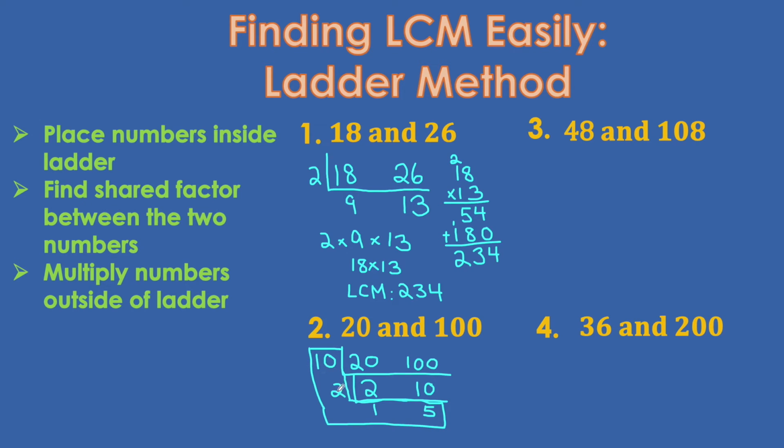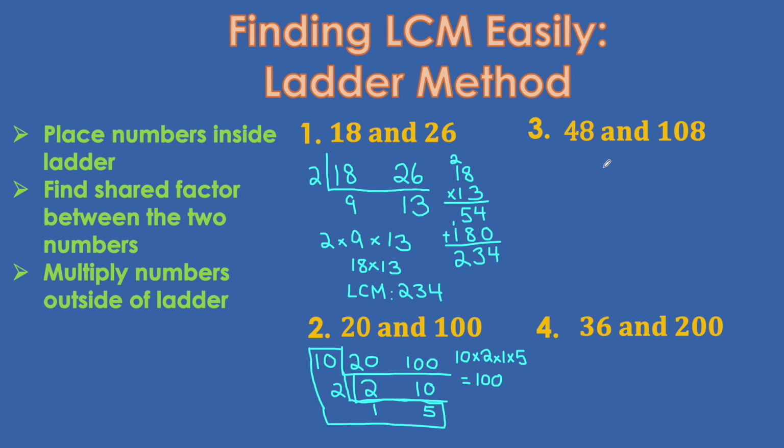So you have 10 times 2 times 1 times 5. Let's write down 10 times 2 times 1 times 5, which would equal, well, 10 times 2 is 20, times 1 is still 20, times 5 equals 100. So our least common multiple is 100.